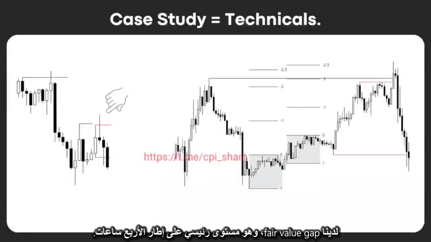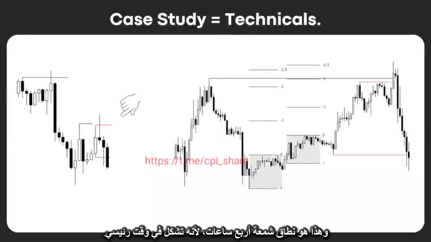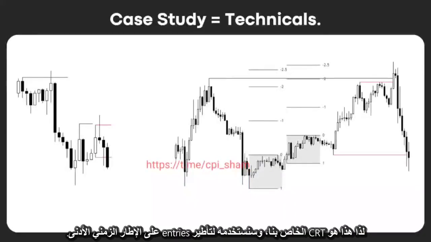Fair value gap, which is our 4-hour higher time frame key level, and just below that high we have this 4-hour candle range, right? And that is a 4-hour candle range because it formed at a key time, right? So that is our CRT, and we're going to use that to frame entries on the lower time frame.